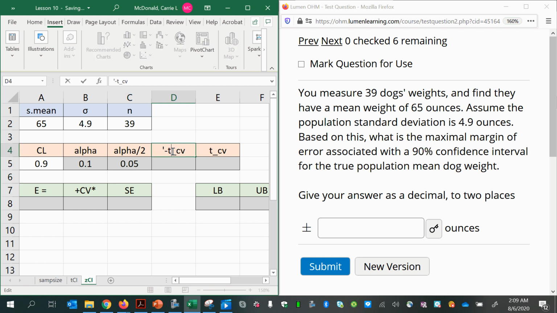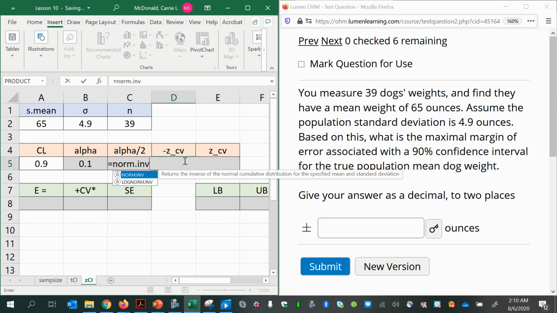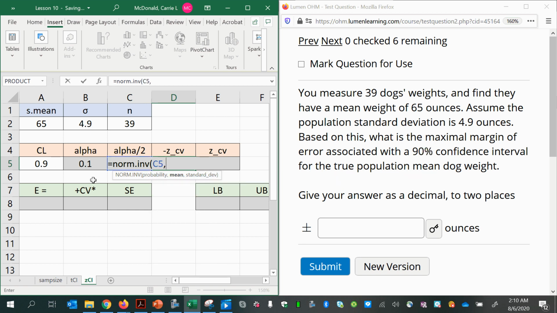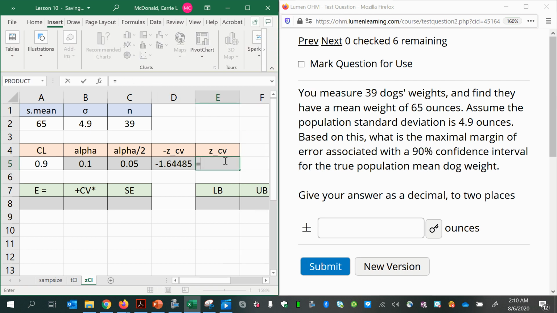And then instead of having t scores, since sigma is known, we're going to have z scores for our critical values. And the way to get z scores is using norm dot inv with the left area. Now my left area is stored in C5, and after entering my probability, I'll enter my mean and my standard deviation. So that's my negative critical value, and my positive critical value is the absolute value of the negative one.